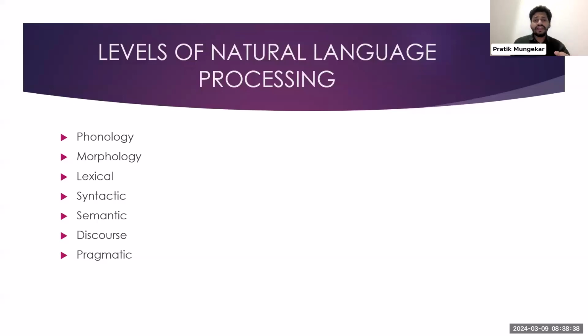Then the second level is morphology. This level deals with the componential nature of words, which are composed of morphemes. The smallest morphemes means the smallest units of meaning. For example, the word pre-registration can be morphologically analyzed into three separate morphemes: the prefix pre, the root registra, and the suffix shun, that means tion.